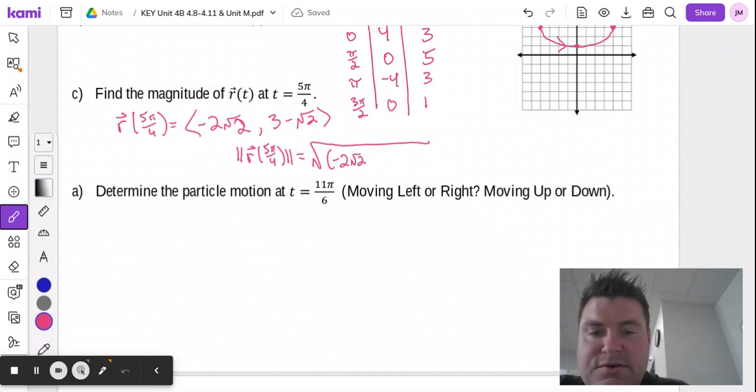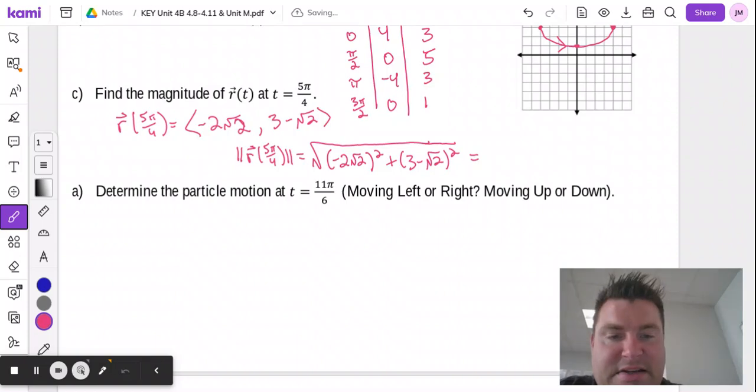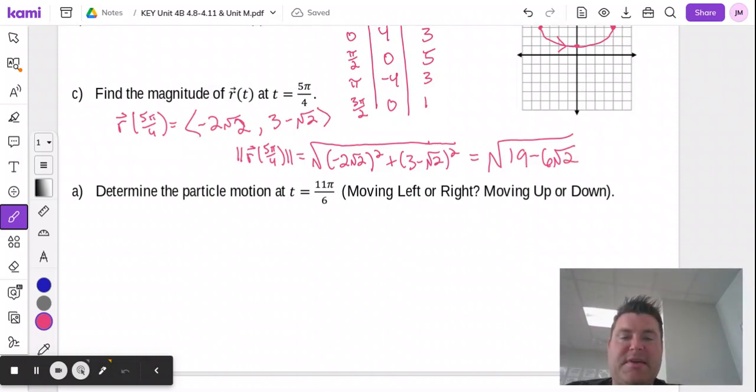Negative 2 root 2 squared plus 3 minus root 2 squared. Honestly, that's a great answer right there. I will just kind of simplify it for you, though. If you do want it to simplify it on your own, you're going to get 8 for the first term, and then it's going to simplify a little bit. I got 19 minus 6 root 2 inside of the square root. You can type that in the calculator and get a number. I didn't. Sorry.